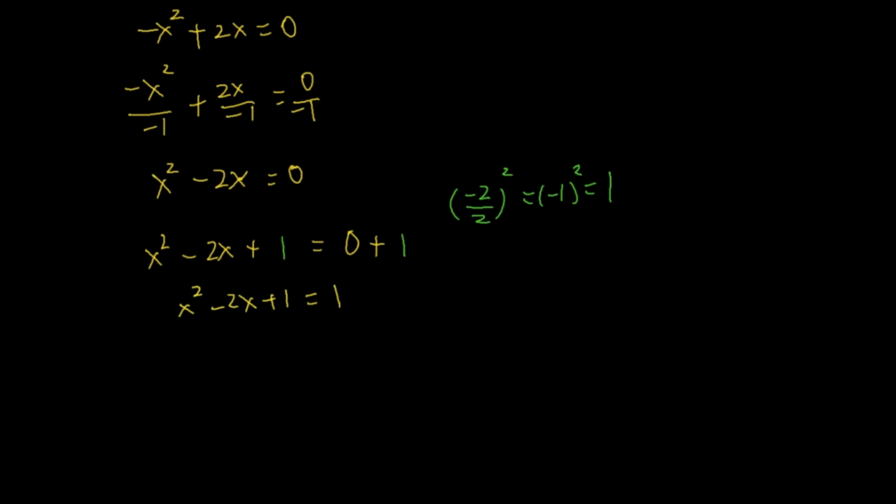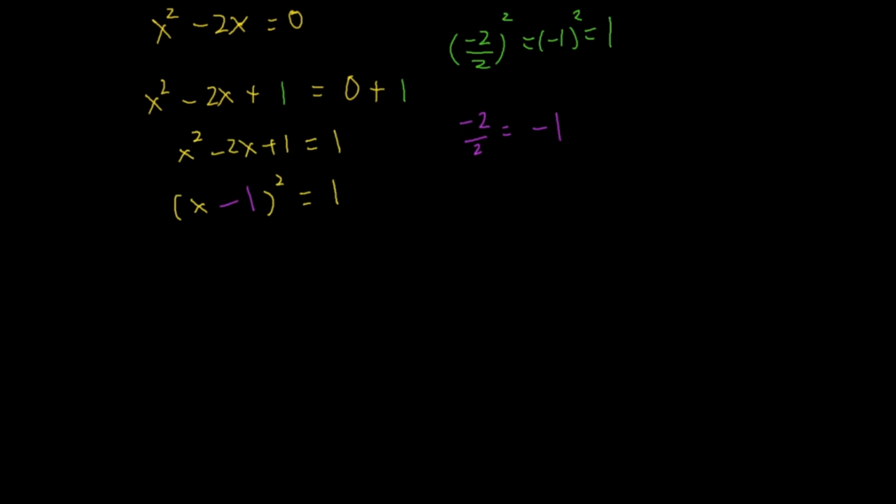Now, on the left side, there's a perfect square already. So I can write this as x plus or minus something, squared, equals 1. What would that be? It's always the middle term divided by 2. So it's negative 2 divided by 2, and that gives me negative 1. So this is x minus 1 squared. I have completed the square.